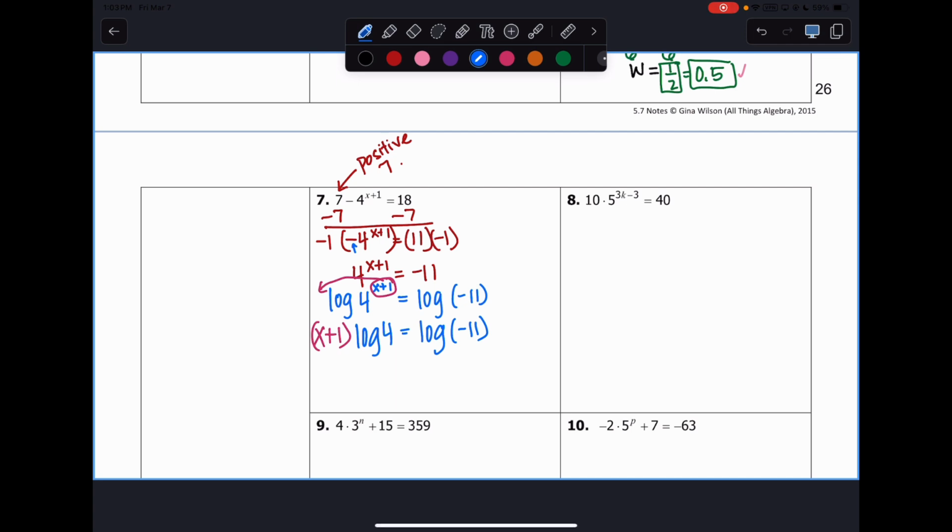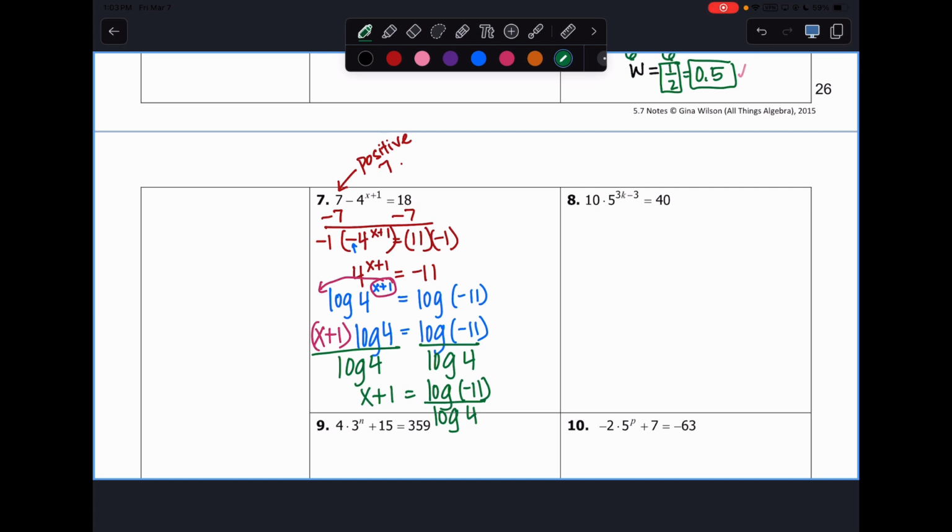Can you do something for me here? We're going to divide by log of 4 on both sides, but can you check something for me before I keep going? Can you put log of negative 11 in your calculator and tell me what you get? Anyone? It says error. And then what does it say as the reasoning? Not a real answer? Not a real number? Answer. Okay, so you cannot take a log of a negative number.